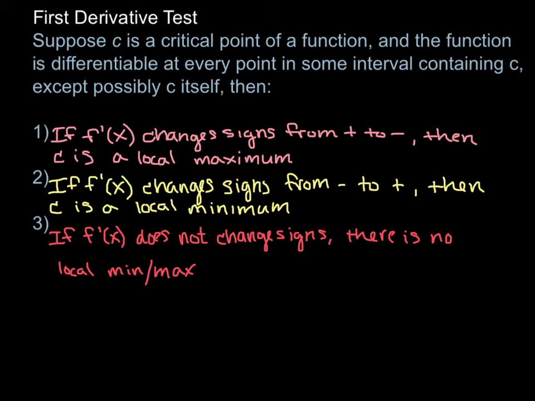So to do the first derivative test, we're going to first find our critical points. Then we're going to test a number in between those intervals to see if it's increasing or decreasing, or neither. And that's going to tell us if it's a relative min, relative max, or absolute min or max.